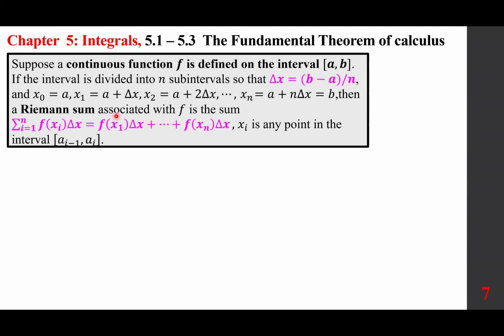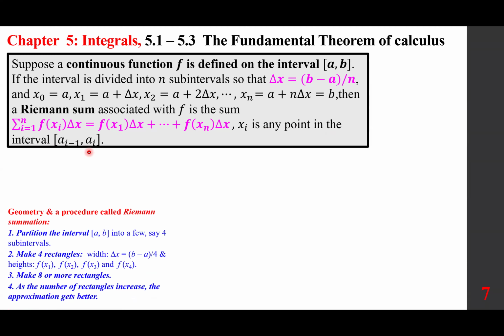Then a Riemann sum associated with f is the sum, which indicates the summation, of i going from 1 to n of f of x sub i delta x, equals f of x sub 1 delta x plus all the way to the end, f of x sub n delta x. What is x sub i? x sub i is any point in the subinterval [x sub i minus 1, x sub i]. So any point in between, as I mentioned, the left-hand point, the right, or the midpoint.